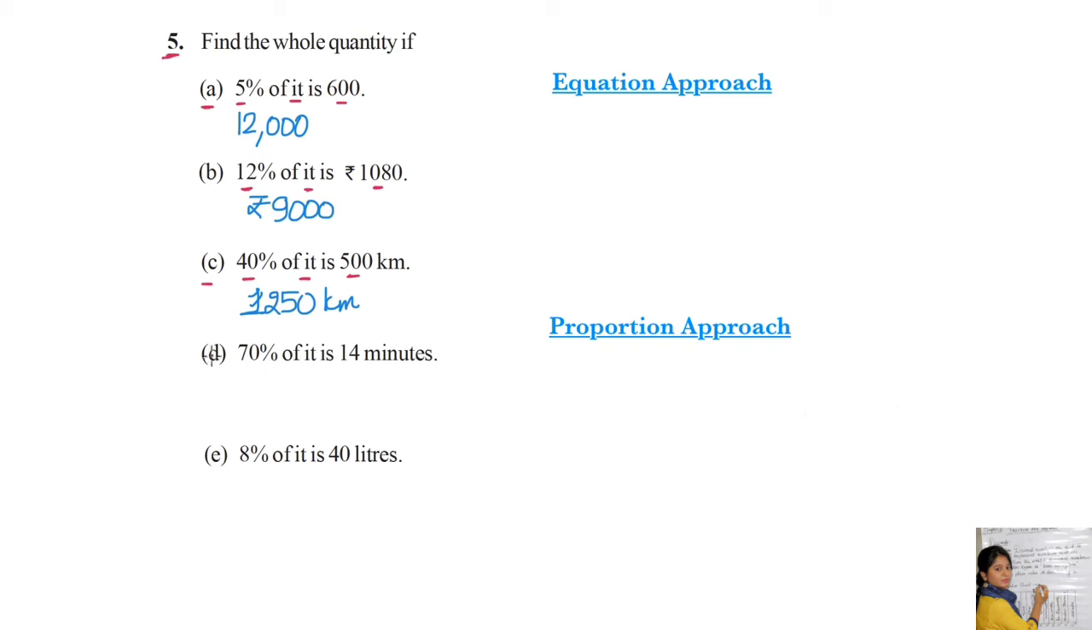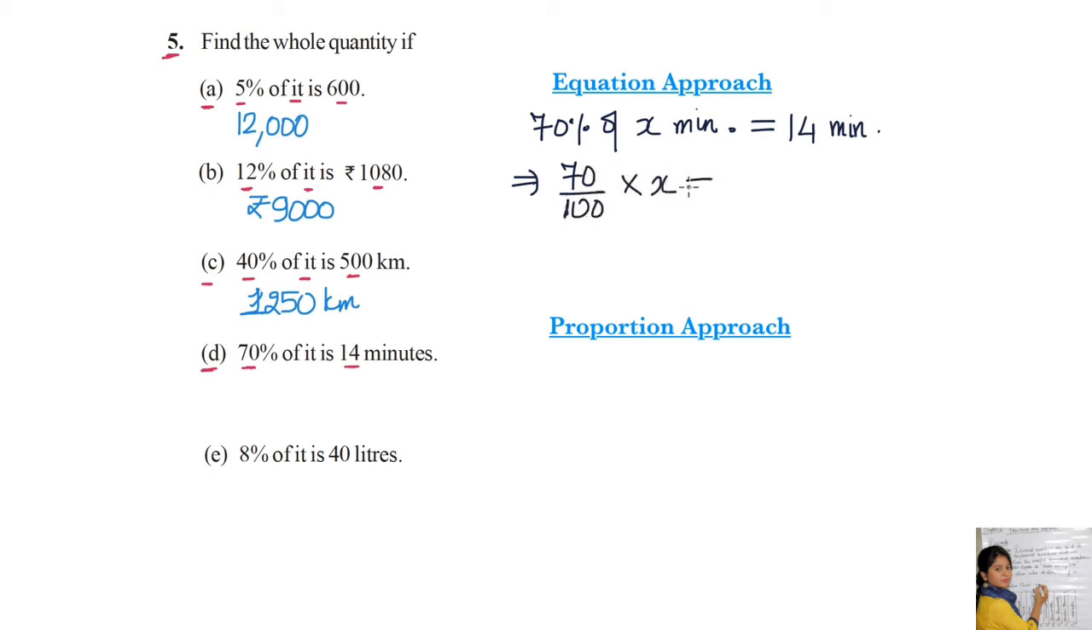In part D, again we need to find the unknown quantity whose 70% is 14 minutes. So let us assume x. So 70% of x is equal to 14 minutes, right? So the unknown quantity is x minutes. Now 70% can be written as 70 by 100 into x, that is equal to 14 minutes. Now if you see, 0 will be cancelled out by 0 and 10 will transpose to this side and 7 will be transposed to this side.